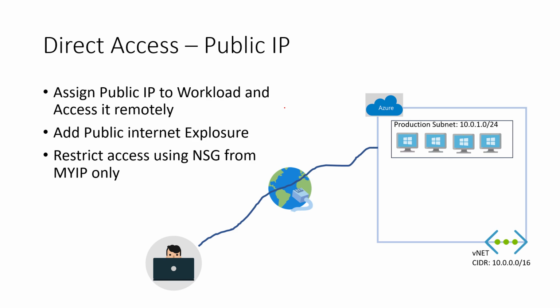Then direct access with the public IP. So you can assign a public IP to each virtual machine. Then you can remote desktop to all the virtual machines. That is one of the methods you can access, but it is not recommended when it comes to production, because it is not secure. You are exposing your workloads to the public internet. But you can restrict access from your local IP address only.